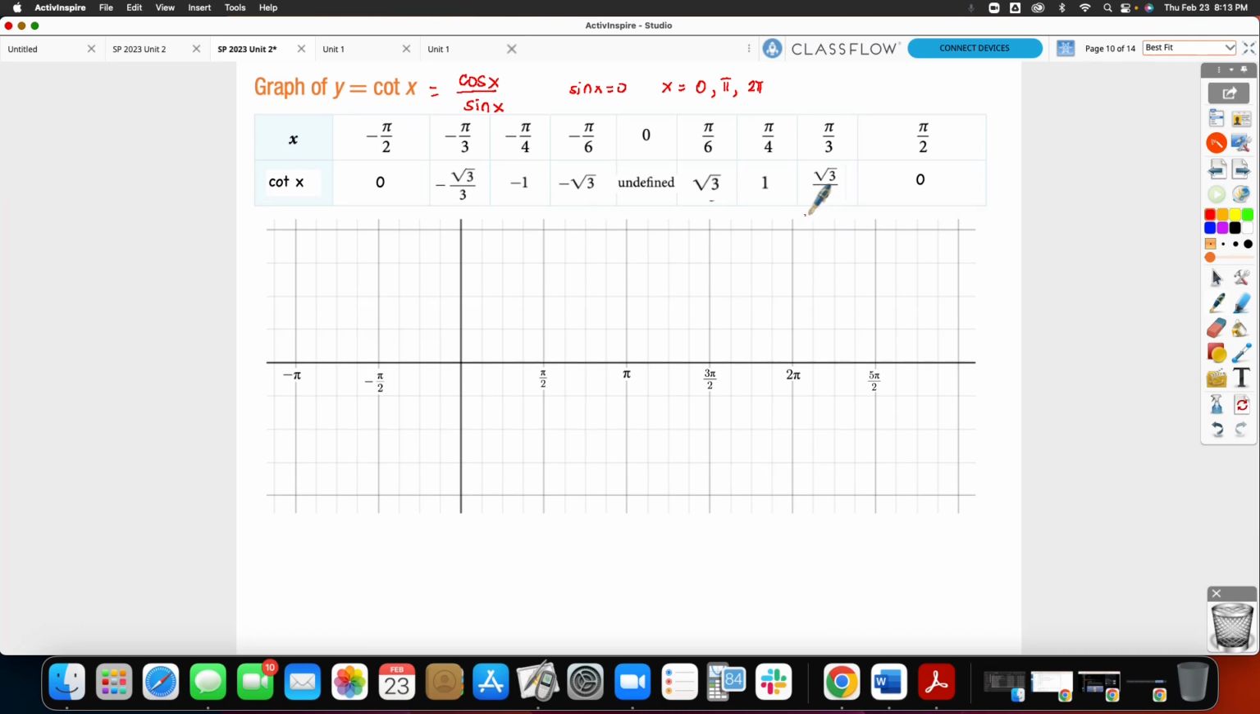So let's draw the asymptotes for the graph of y equals cotangent x. We have an asymptote at x equals 0. We have an asymptote at negative pi. We have an asymptote at pi. We also have an asymptote at 2 pi.